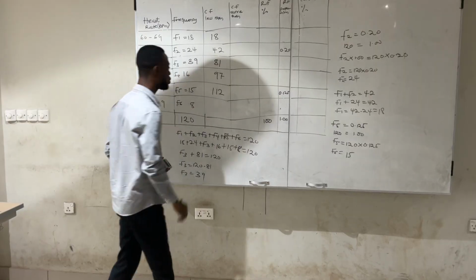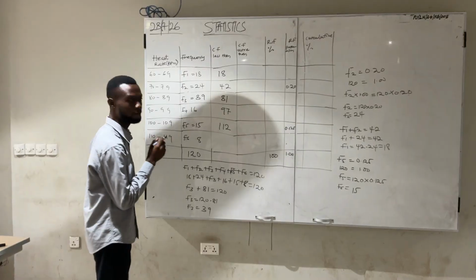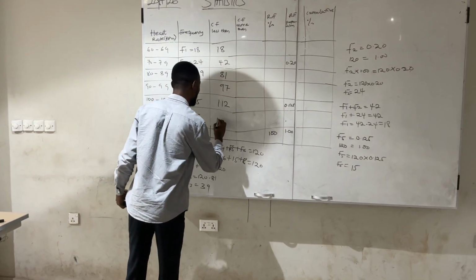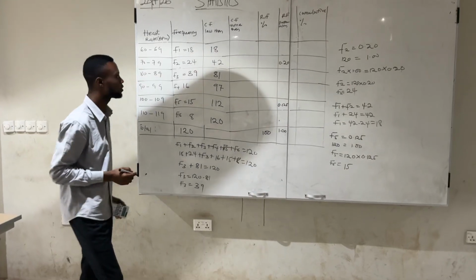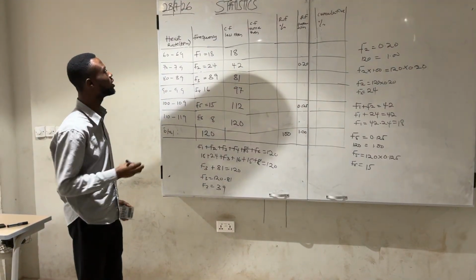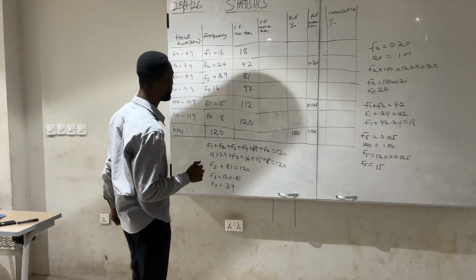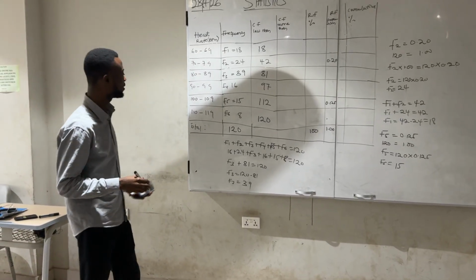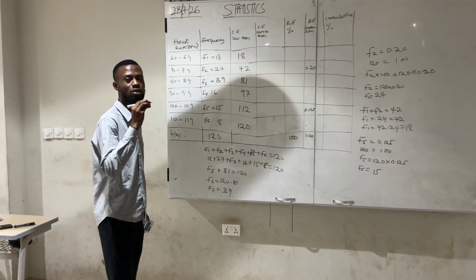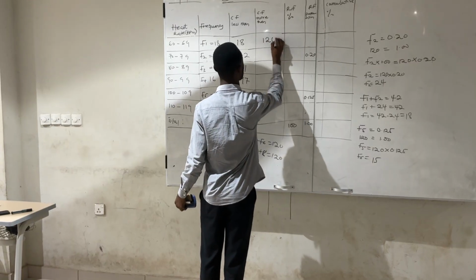Another principle is that in cumulative frequency less than, the last value is the same as the total frequency. So here will automatically be 120. Right now we are done with the cumulative frequency less than. Let's move to the cumulative frequency more than. The principle is that the total frequency is also the same as the first cumulative frequency more than. Therefore, this place will also be 120.